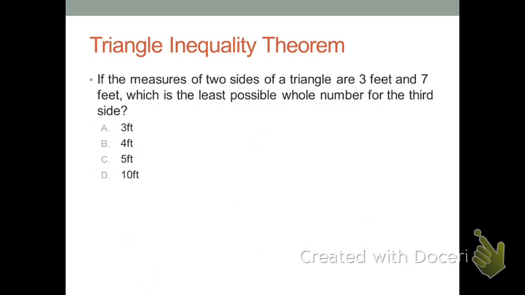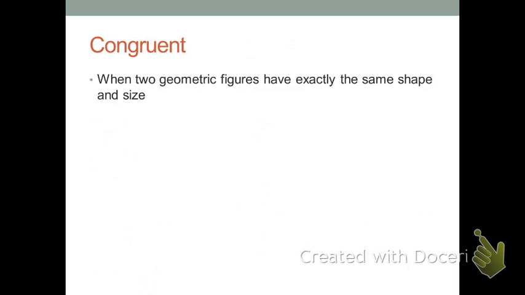Okay, so now let's go into congruent triangles. So first let's talk about what congruent means. When two geometric figures have exactly the same shape and size, then we know they're congruent. So if we look at this first set, we have three shapes here. They're the same shape and they're the same size. So these shapes are congruent.